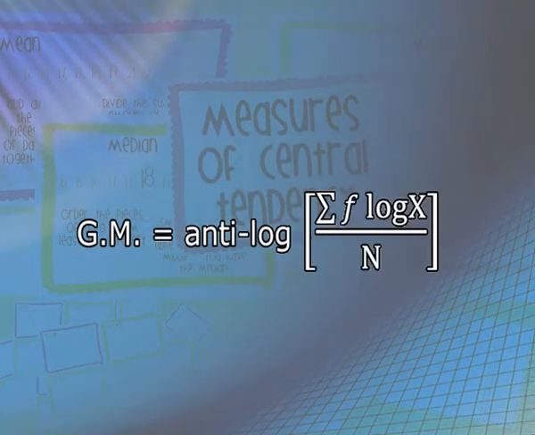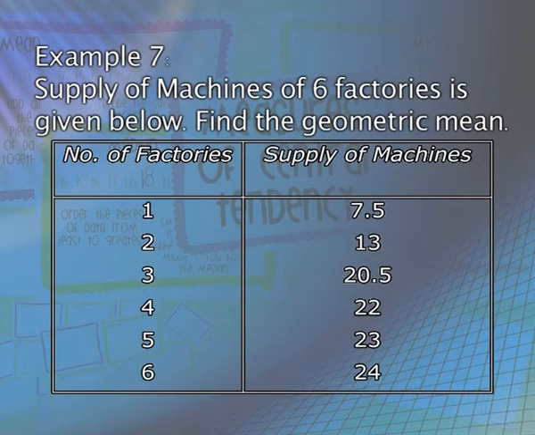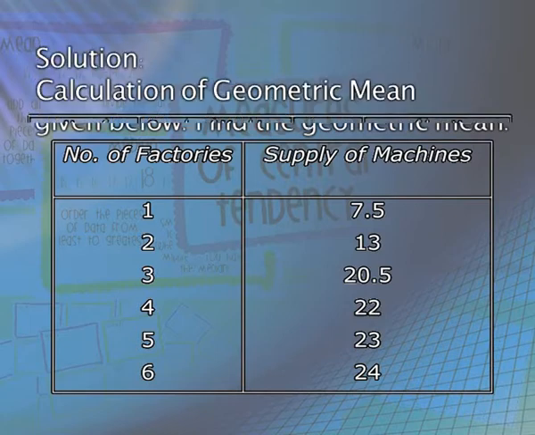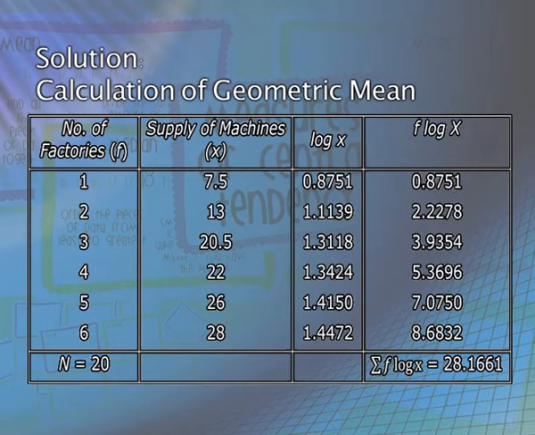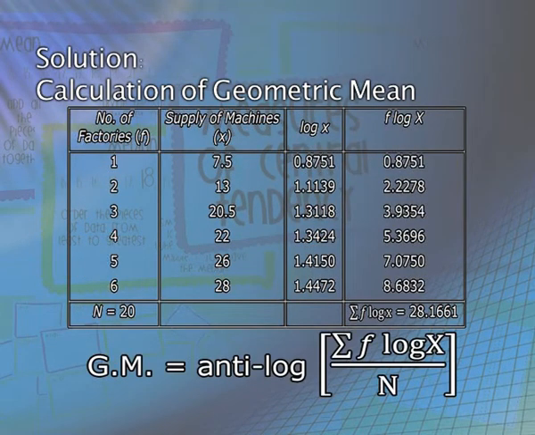So we have the formula here. GM is equal to antilog of sigma f log x divided by capital N. Let's see an example here. Supply of machines of 6 factories is given below. Find the geometric mean. Let's see the solution. Calculation of geometric mean here in this table. So GM is equal to antilog of sigma f log x divided by N.